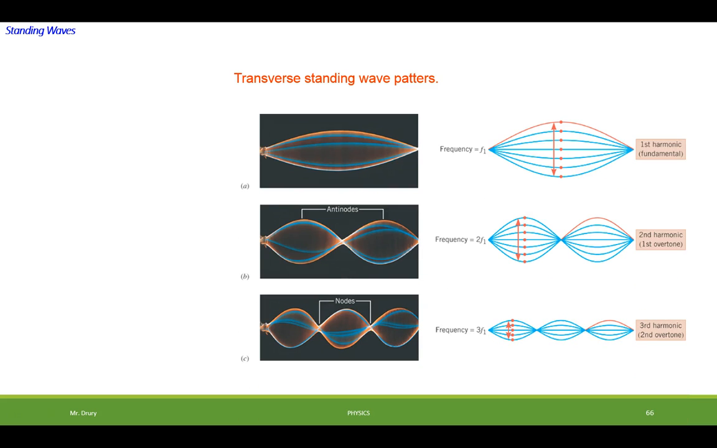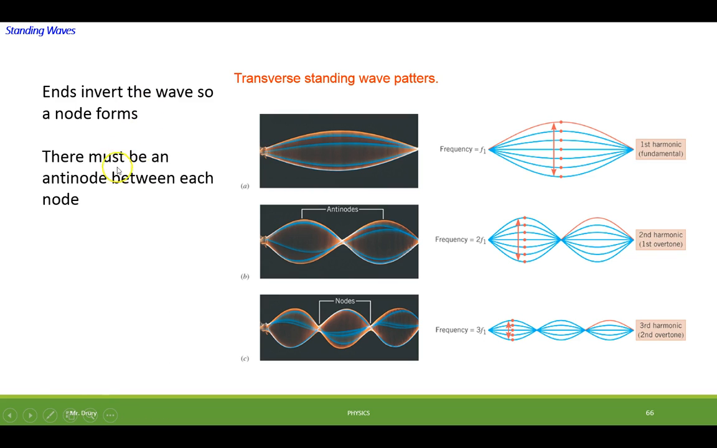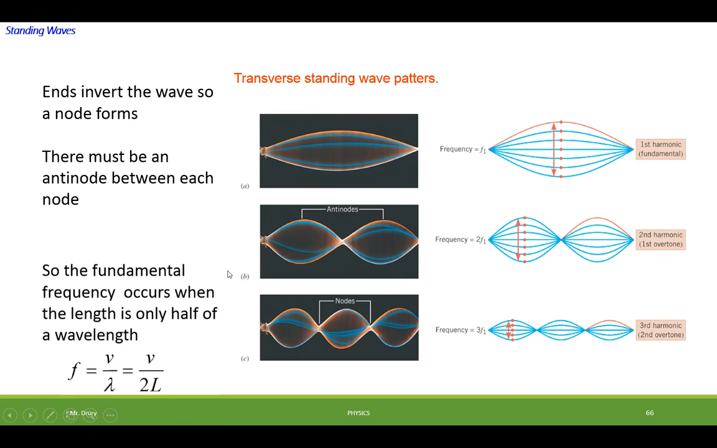So here's a transverse standing wave on a string. The end's inverted, so let's say it was going this way. This end inverts to form a node. Obviously where it started vibrating is a node. And there must be an antinode between each node. So here's a node where it comes together, and here's an antinode. So between each node, there has to be an antinode. You can see that here. Here's a node, node, node, and between each has to be an antinode.